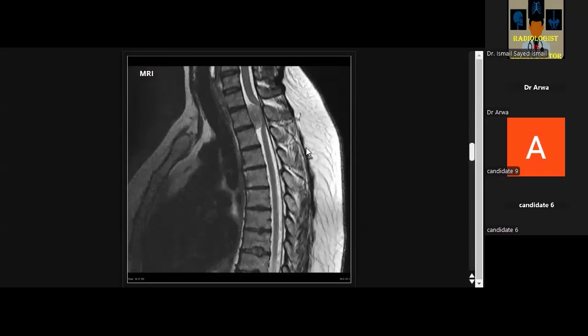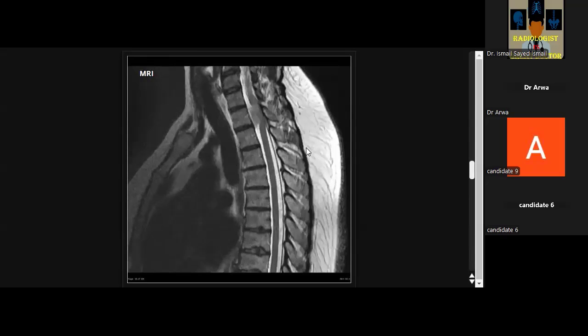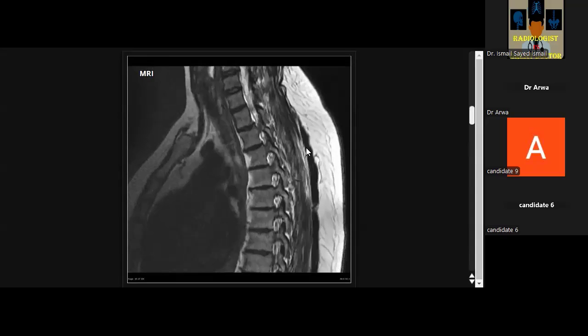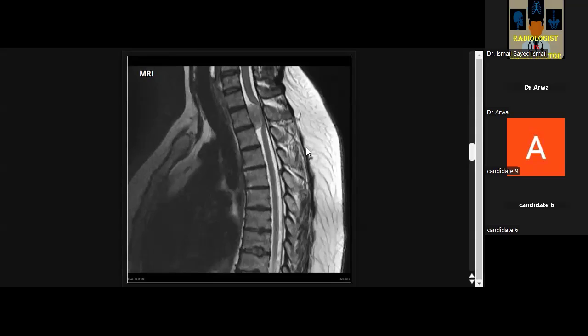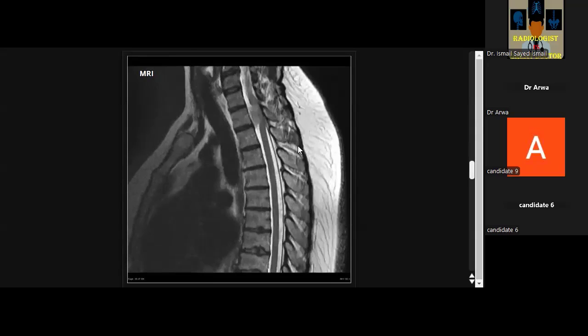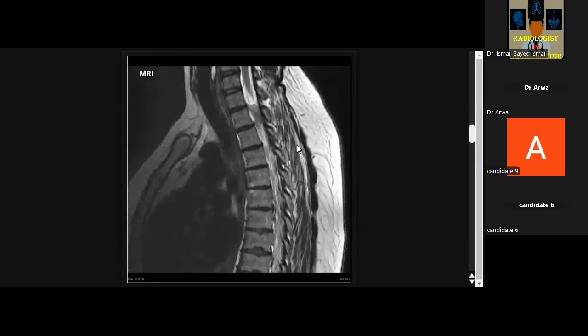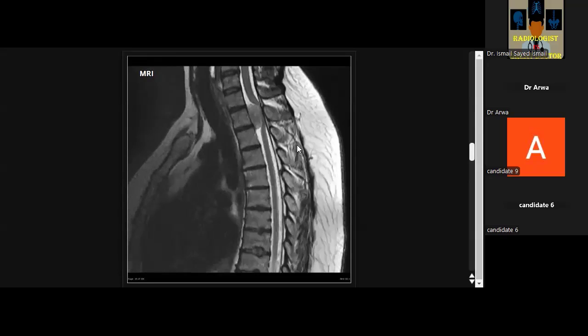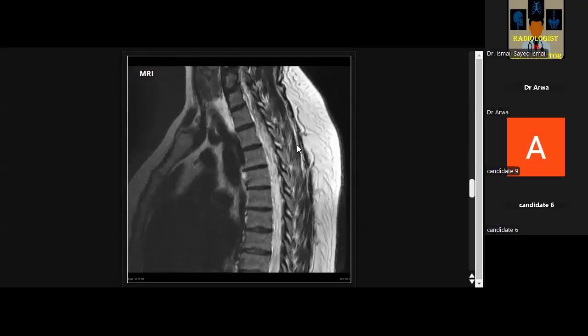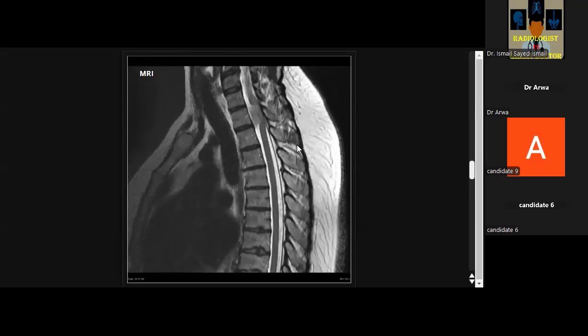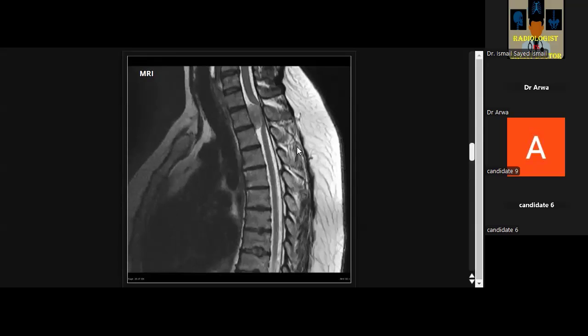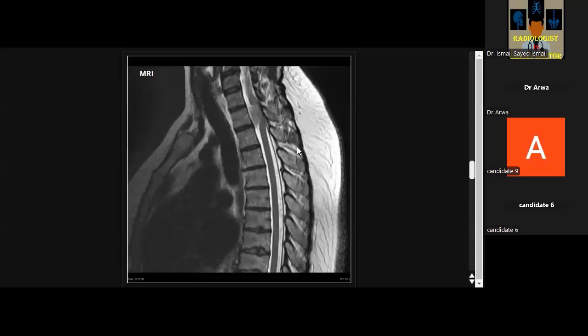Okay, on T2 weighted images, I can appreciate that the lesion is lobulated and showing hypointense signals as compared to the CSF. I can see there is significant compression upon the cord, and the lesion appears to be intradural. Why? The lesion appears intradural, as I can appreciate the thin line of dura that is running just anterior and inferior to the lesion.